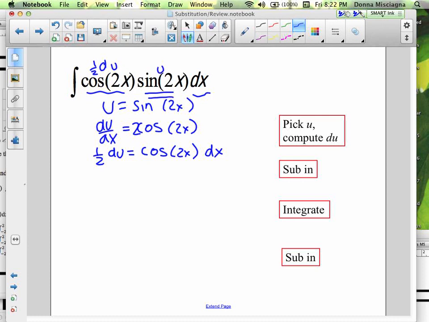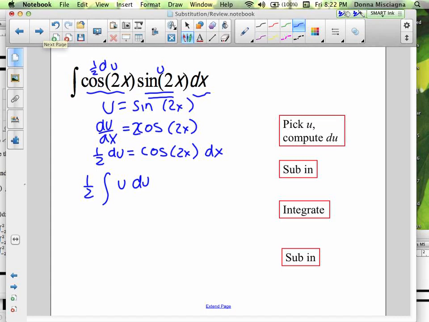All right, so now I have 1/2, now it's positive, and the integral of u du, sorry, forgot what we're writing in there. All right, I got everybody accounted for. U is the sine 2x part, and the 1/2 du is everything else.